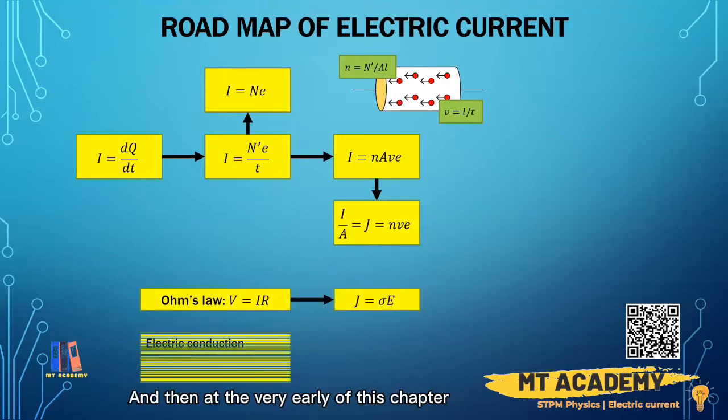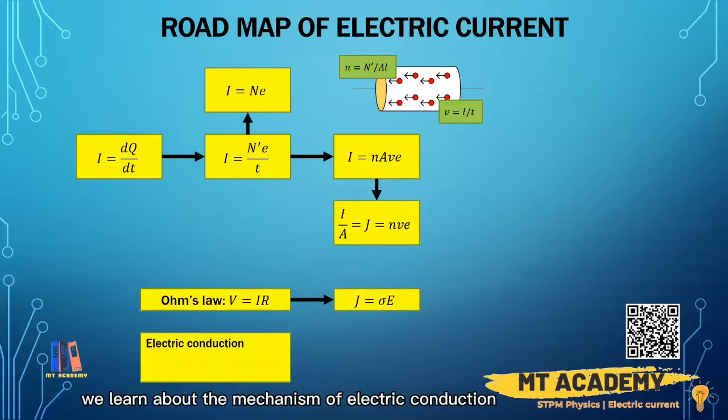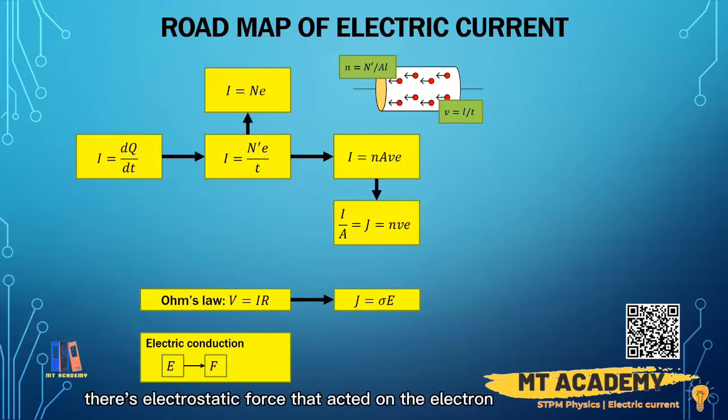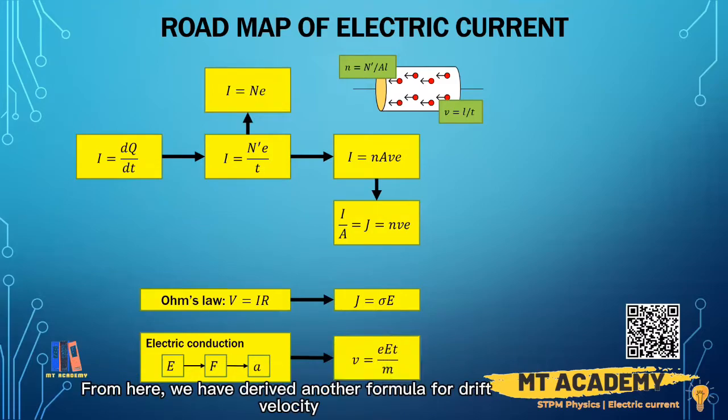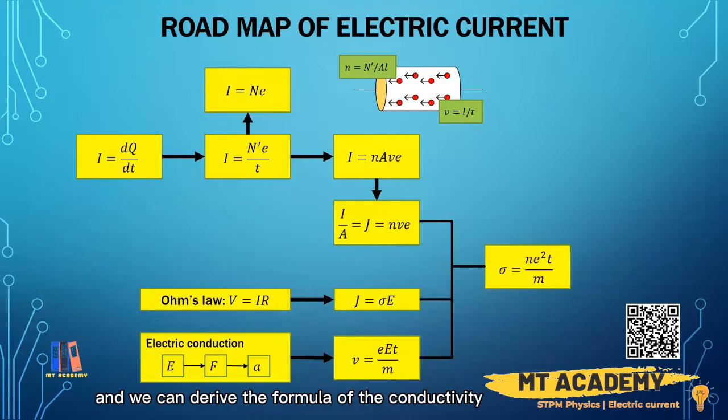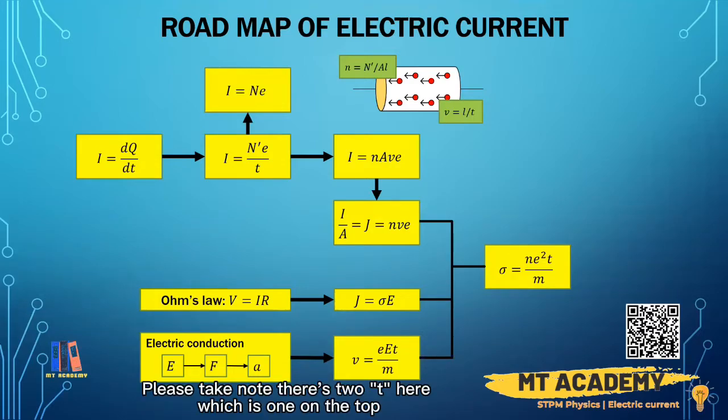And then at the very beginning of this chapter, we learned about the mechanism of electric conduction, where when we have the battery connected to a conductor, we have a potential difference that produces an electric field in the conductor. There's an electrostatic force acting on the electron and causing the electron to accelerate. From here, we have derived another formula for drift velocity, which is expressed as eEτ over m. And then we combine these three formulas, and we can derive the formula of the conductivity equal to ne squared τ over m.